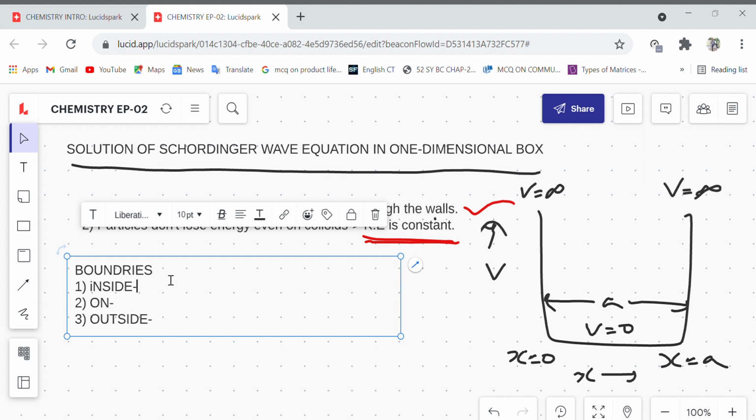So the range is from 0 less than x less than a. It's actually small a. Then on the boundaries, x equal to 0 and x equal to small a. Then outside is just the opposite of inside, 0 greater than x greater than a. So these are the boundary conditions.